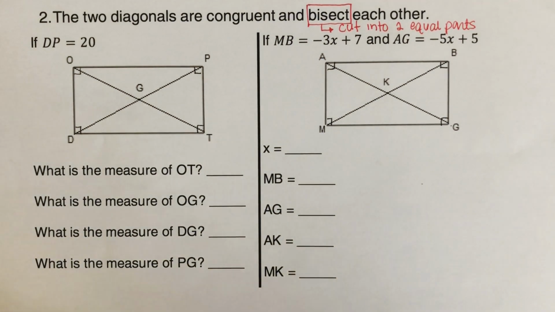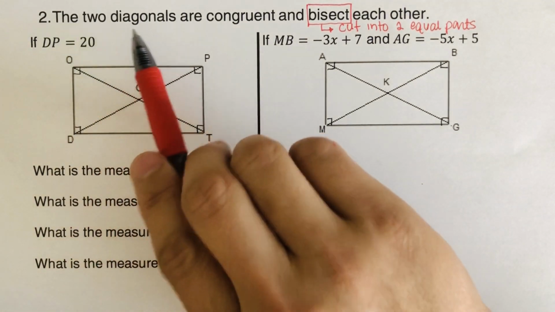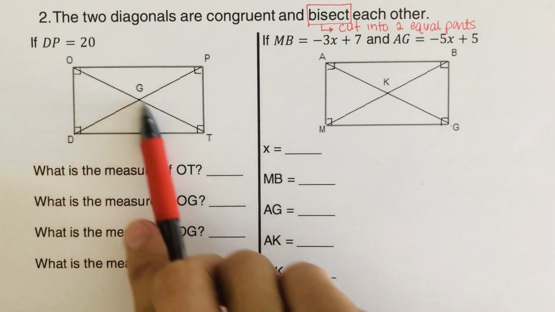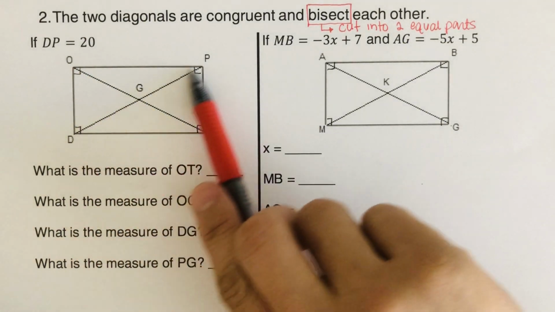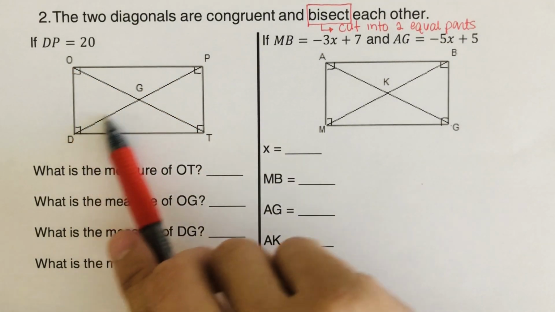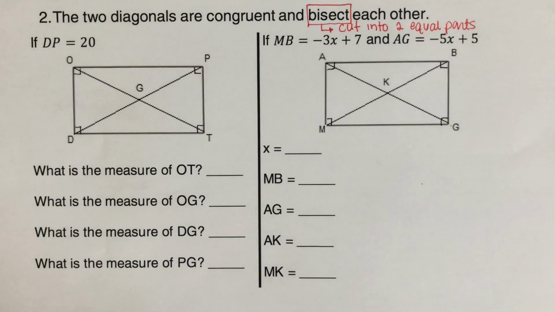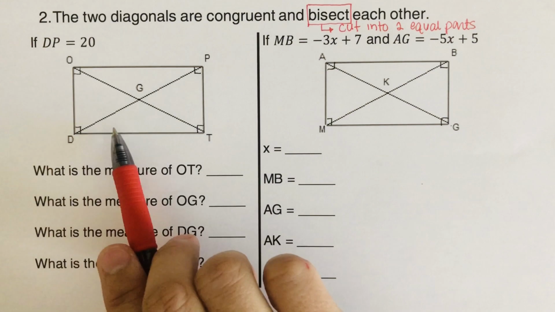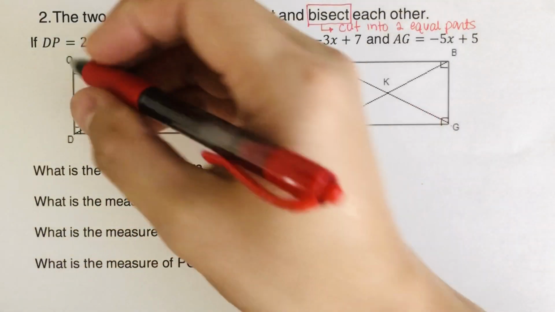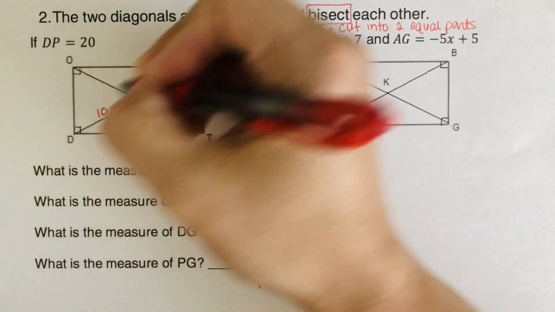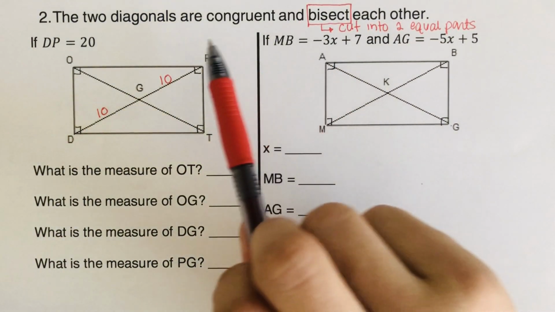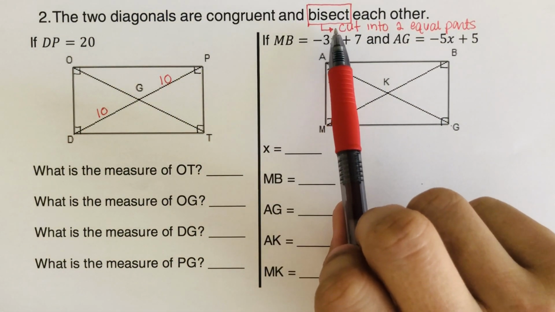So if we look at this problem right here, two diagonals are congruent. So the two diagonals here are OT and DP. So OT and DP are equal to each other and they have been cut in half. So if we say that in this problem the DP was 20, therefore this is 10 and this is 10, and that makes it 20, because again the diagonals are being bisected.